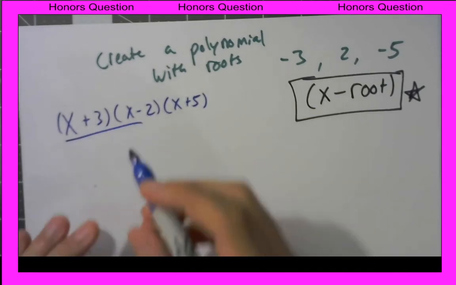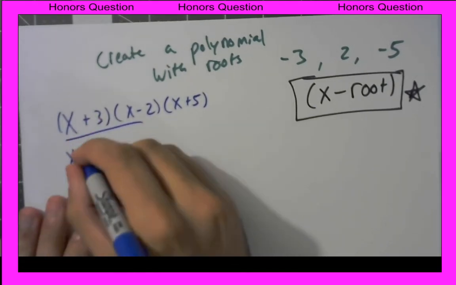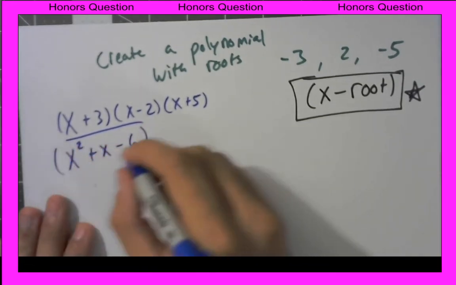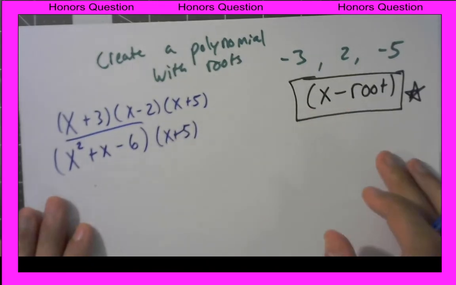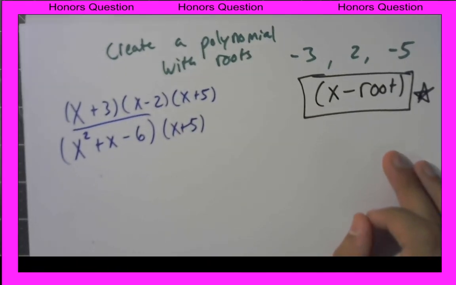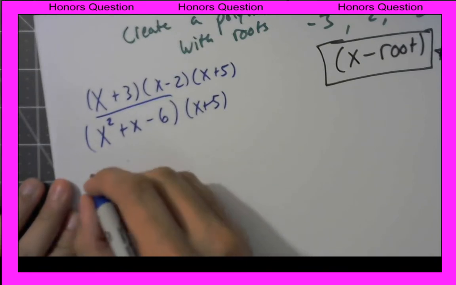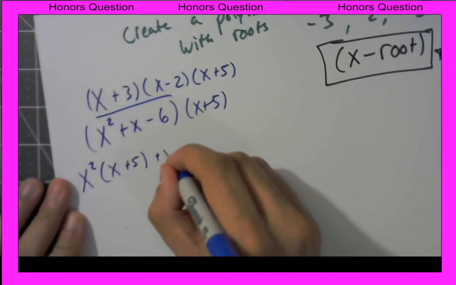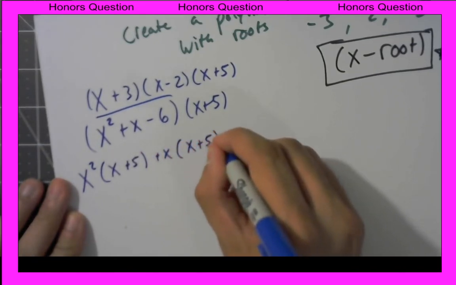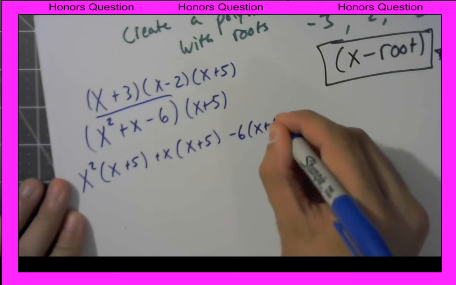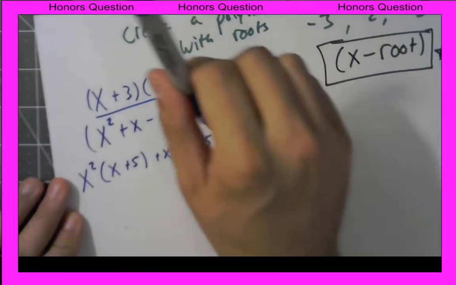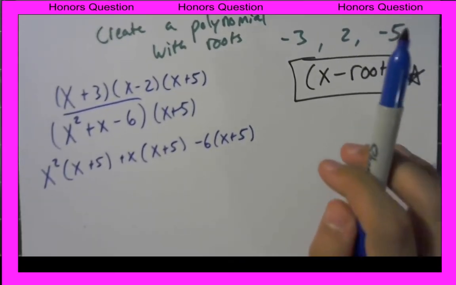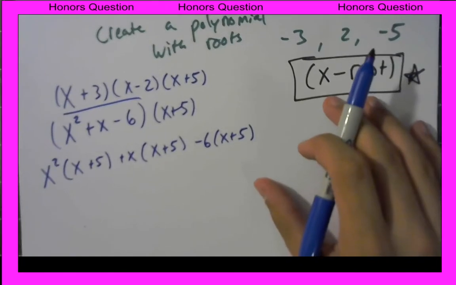So first I'll do these two. That'll be x squared plus x minus 6, x plus 5. So then I have this. I'm going to multiply these two together, and what I'm going to do is distribute here x plus 5. Once again, the little border around the screen means this question will only show up on the honors exam. I'll do the on-level equivalent next.